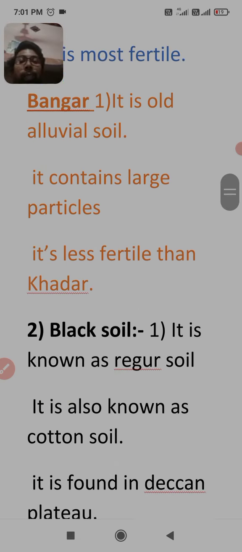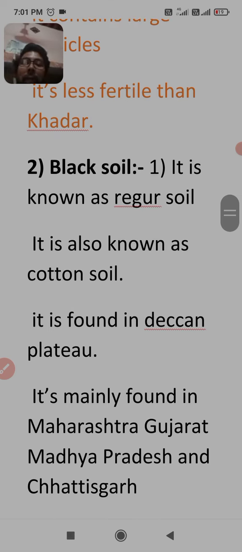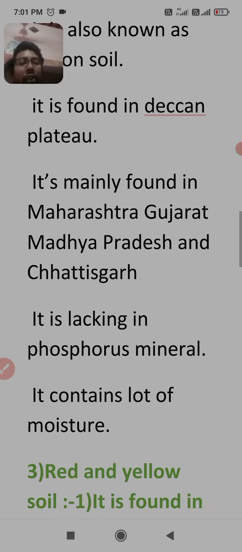Next major point, black soil. Black soil is known as regur soil, and it is also known as cotton soil. It is found in the Deccan Plateau, mainly in Maharashtra, Gujarat, Madhya Pradesh and Chhattisgarh. It is lacking in phosphorus mineral. You learned that in alluvial soil plenty of minerals are found, but on the other hand, black soil is lacking in phosphorus. I think you got the point easily. It contains a lot of moisture.